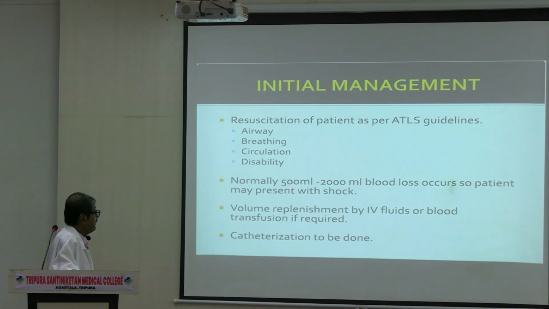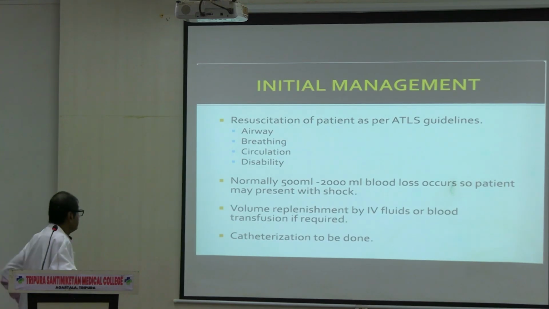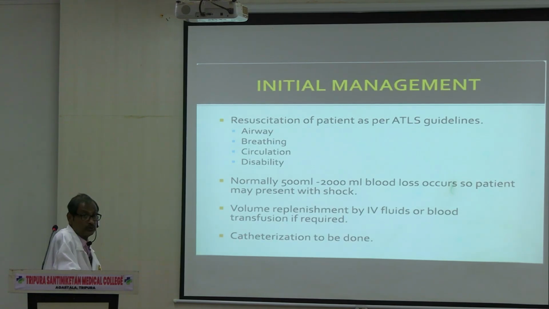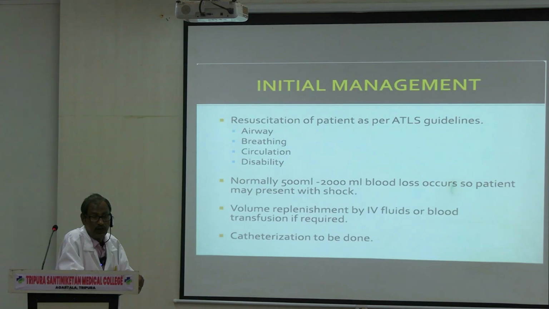Normally 500 to 1000 milliliters of blood is lost. So patients present with shock; I told you, 1 to 1.5 liters. Volume replacement is done by fluids or blood transfusion if required. And you have to do catheterization to know the urine output, because when there is shock, urine output will be less and gradually the kidney will also fail.